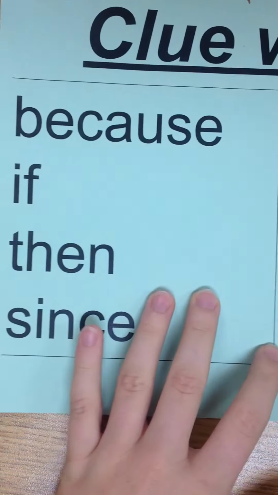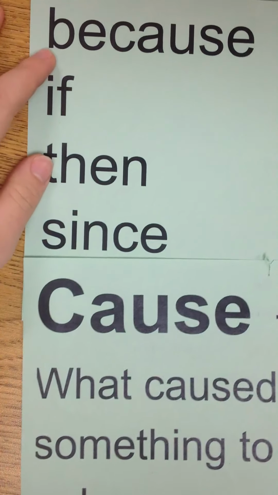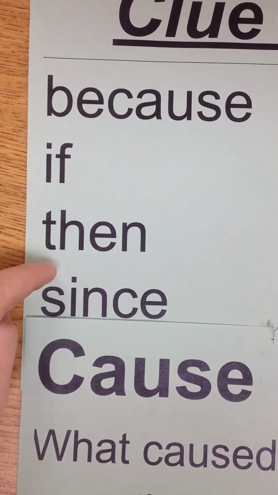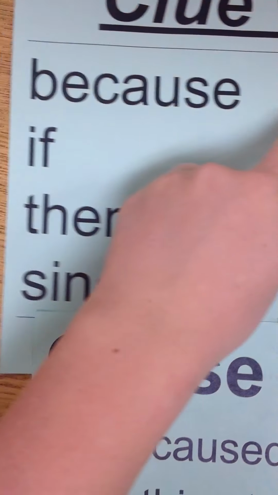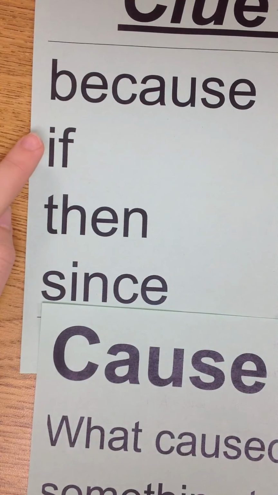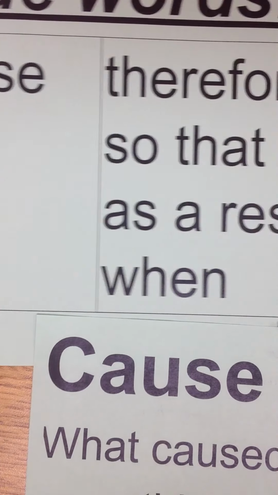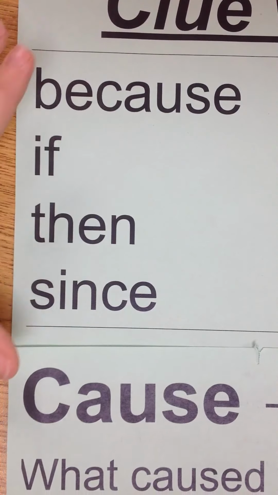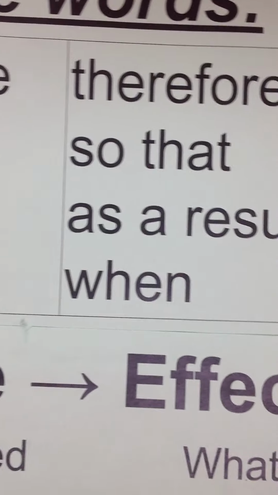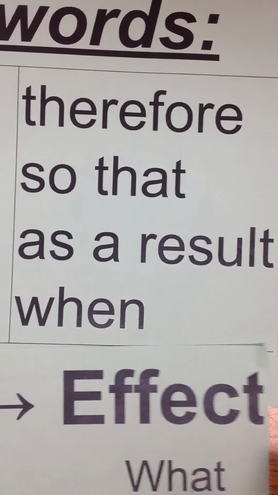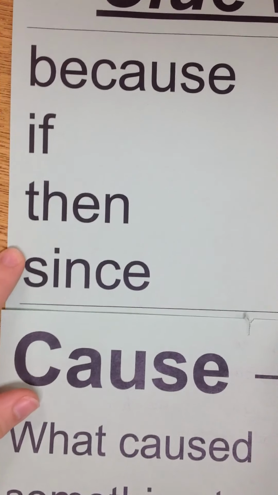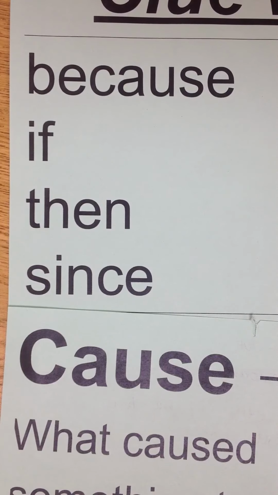Some clue words for this. For cause, some clue words are because, if, then, and since. So because somebody tripped you, therefore you fell down. Or since somebody tripped you, as a result, you fell down. Okay, so these are all the words that are clue words for a cause, and these are clue words for effect. So you might have to pause the video at this point so that when you're doing your assignment, you can find those clue words if you need to.